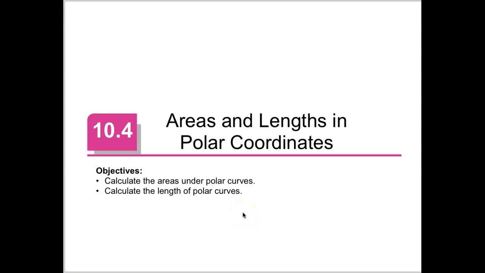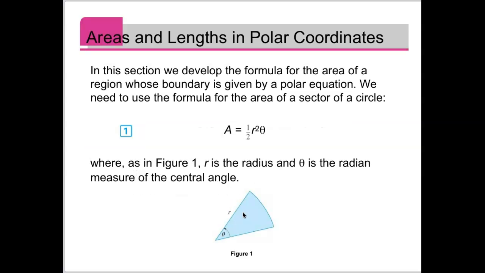Okay, so here we're going to develop the formula for the area of a region whose boundary is given by a polar equation. And the first thing we're going to need is the area of a sector of a circle. So that's like a piece of a circle, including the central angle. A slice of pizza, if you will. And that formula is A equals 1/2 r squared theta.